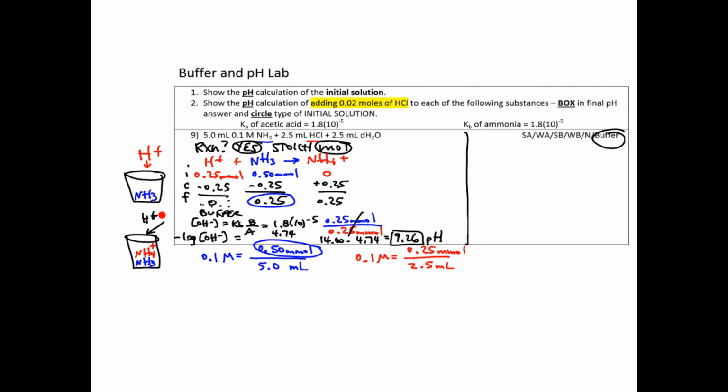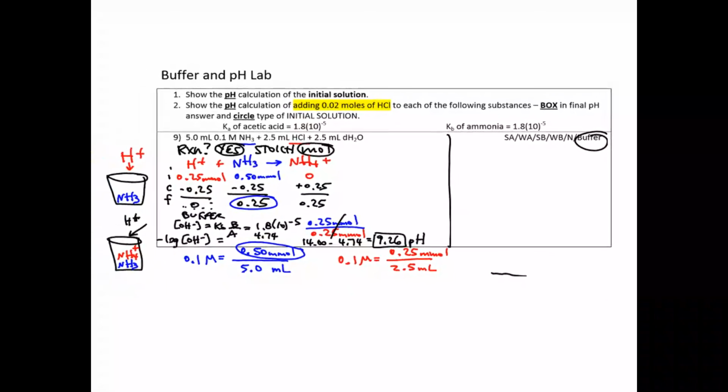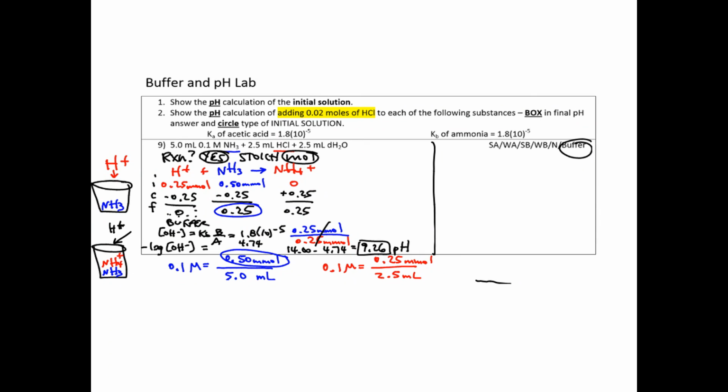Now we're going to add some H plus into the buffer, and we're going to ask ourselves, is there a reaction? And of course the answer is yes. When you add any kind of acid or base into a buffer, it will react. So we're going to use our stoichiometry in moles. I'm just going to write it out: H plus, the base of the buffer is the NH3, and it's going to form the NH4 plus. So you're going to do your stoichiometry in moles with this, ICF.